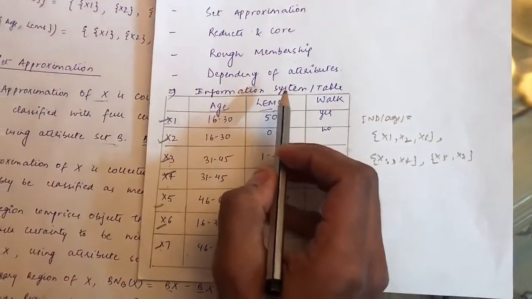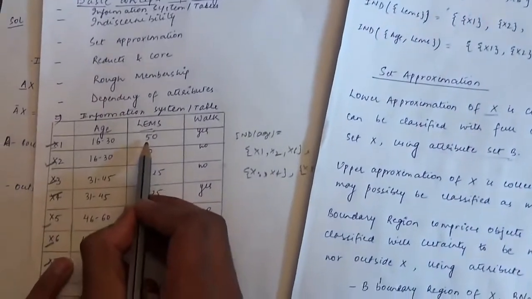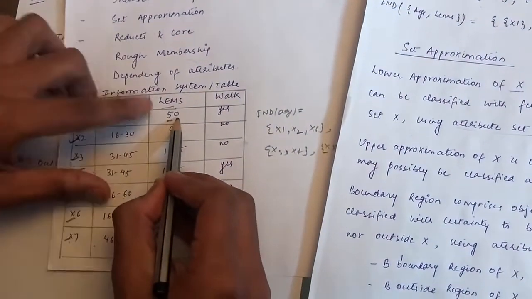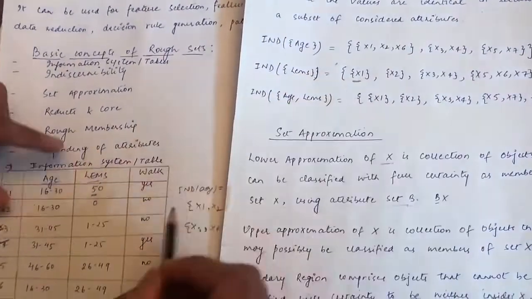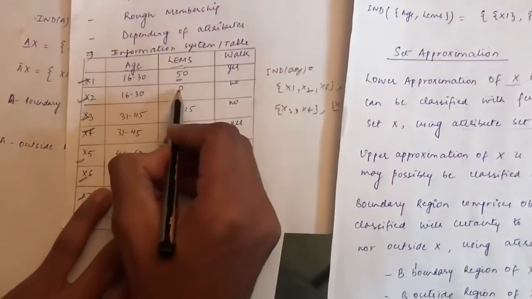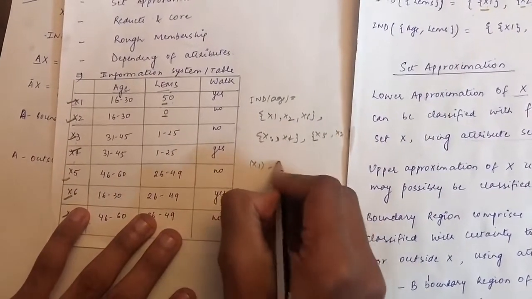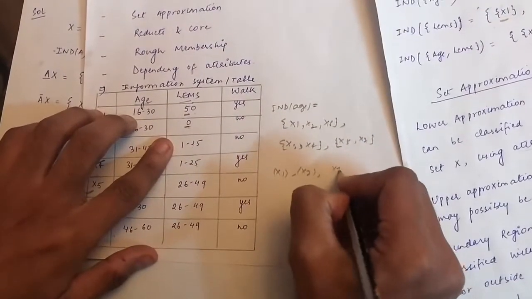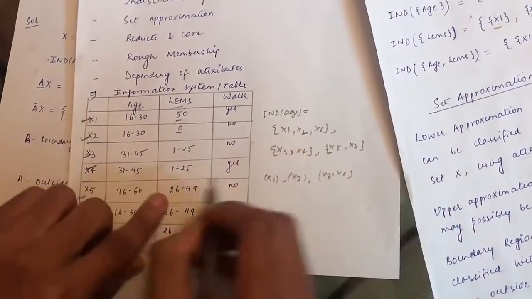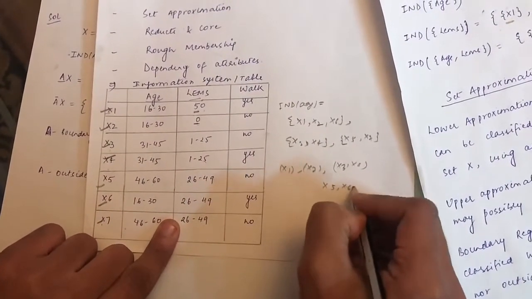Similarly, indiscriminability of lengths will be, look at this. Is there any other value which is same as 50? No. So we'll include x1 individually. Similarly, x2 individually. Similarly, there is no other value which is same as x2. So we'll write x1, x2, x3, x4 are same. So we'll write x3, x4 together. Similarly, x5, x6, x7, they are same. So we'll club them together, x5, x6, x7.